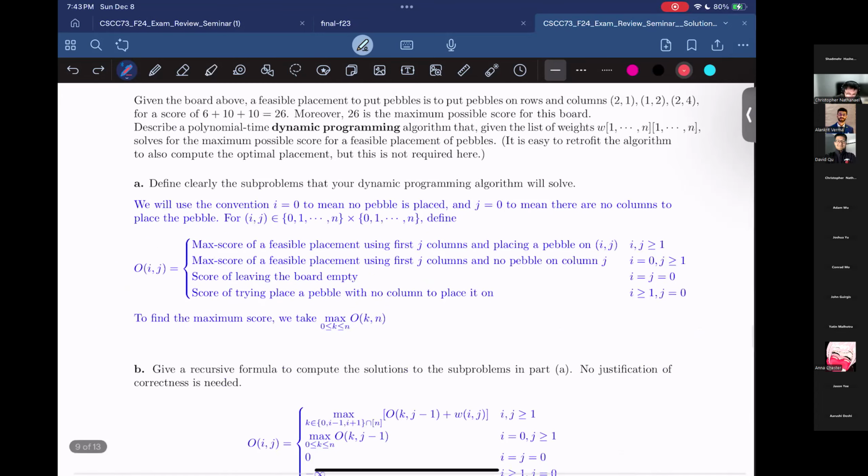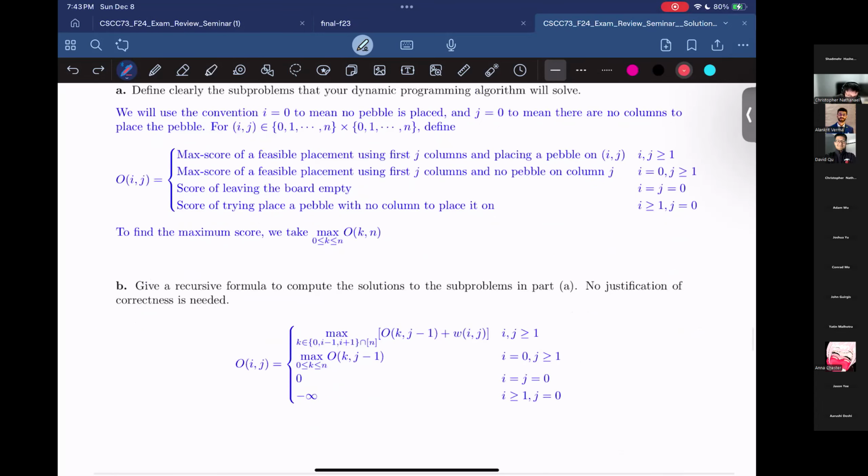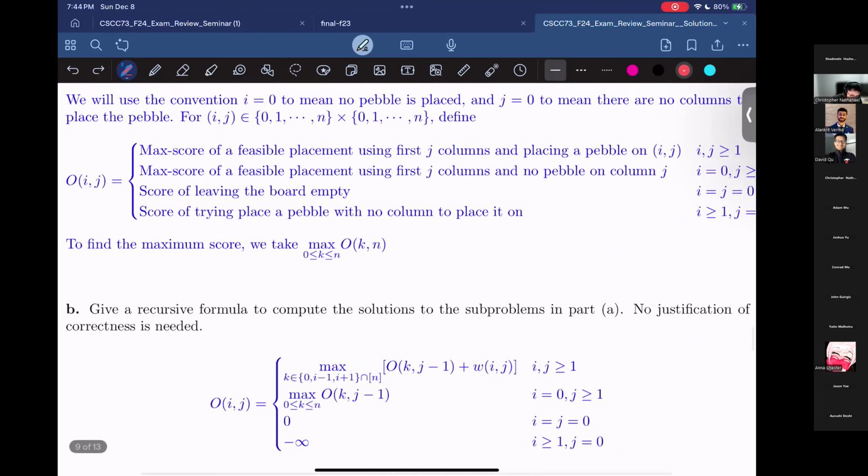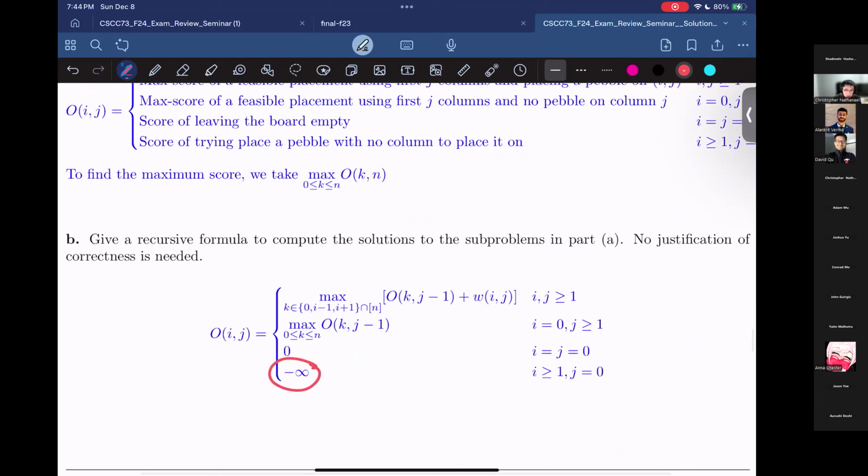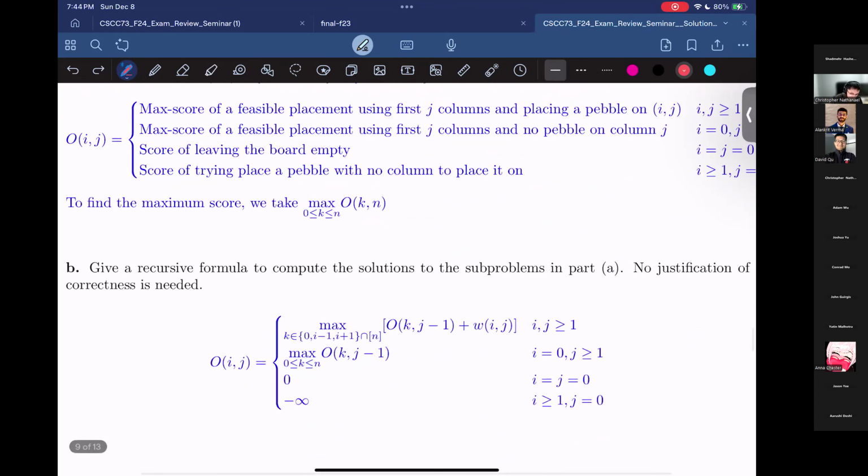Okay. So now that we've defined our subproblems, we just need to give the recursive formula for it. So let's do it bottom to top. So the score of trying to place a pebble with no column to place it on is negative infinity. That's not possible. The score for leaving the board empty, that's like our base case. We have 0.